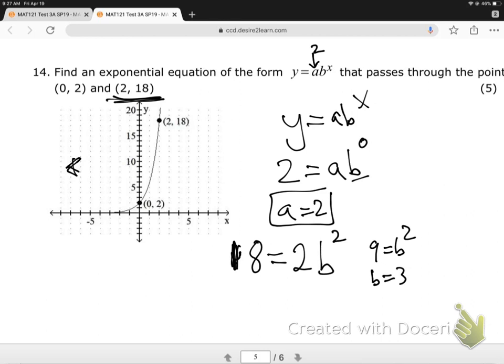And that's it. Here's the equation. Y equals 2, 3 to the x. Okay, because A was 2 and B was 3.